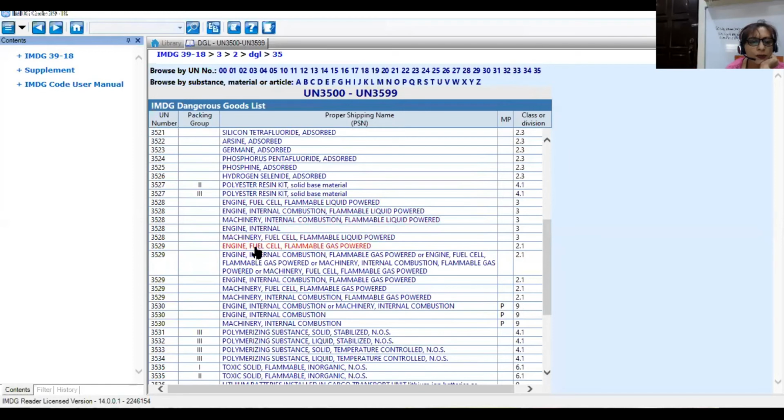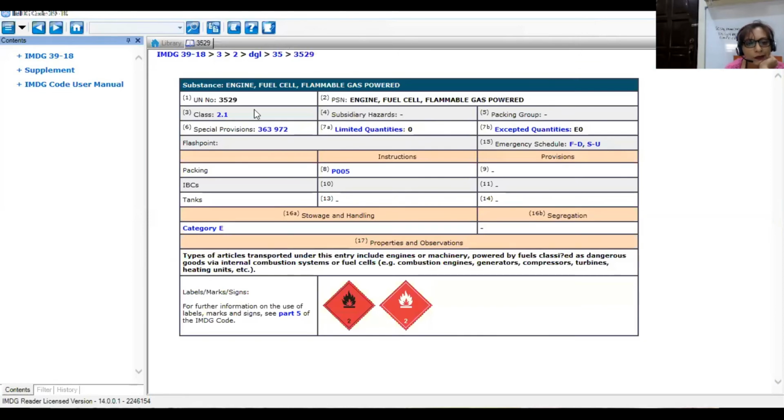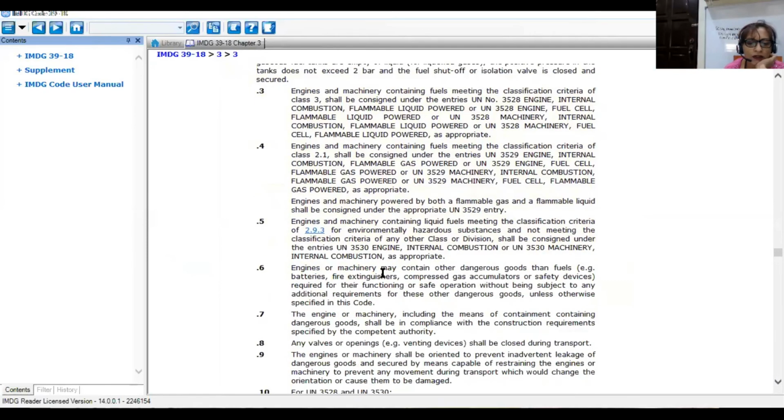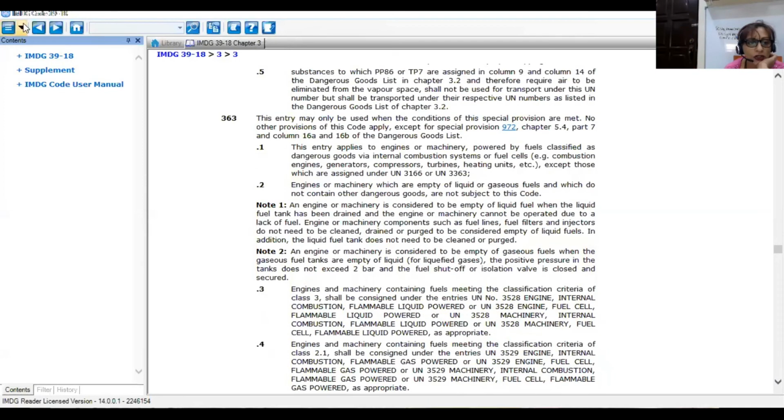So assuming it's a flammable gas, let's just pick one, okay? So we can talk about that. Let's say we take 3529, which is an engine that has a fuel cell and also is flammable gas powered. Can I say it's that, right? Yes. So we take this one. And then when we come to this one, we have to look at the SPs here. Because the SPs will talk about certain things pertaining to its packaging and may also explain a little more information to us. So if you don't mind, we just look at this SP.